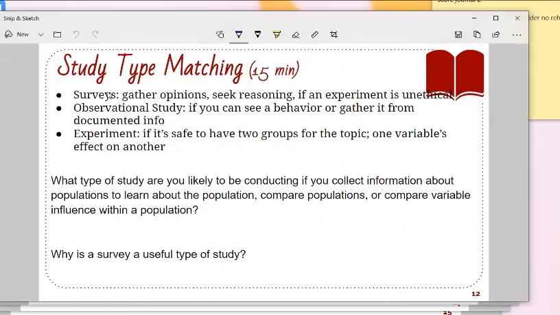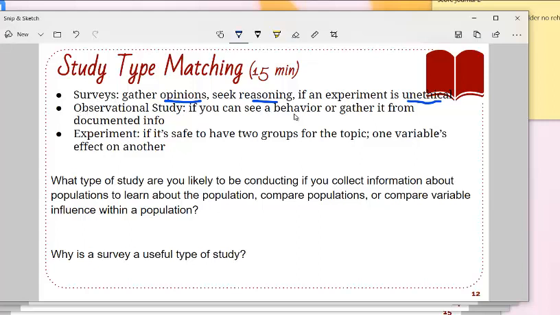Alrighty. So when we were looking at those things, a little summary going on here first before we move forward. A survey is any time that we're asking for opinions or we're seeking a reason why somebody did something. If I can't see it on the outside, if it's something going on in their brain, I need to ask them that. So surveys will do that. If an experiment is unethical, I could also do a survey. Some things we might be able to answer with an experiment, but if it's going to harm someone to do that experiment, I don't want to do it. That's not cool. So surveys can help us when experiments are not possible.